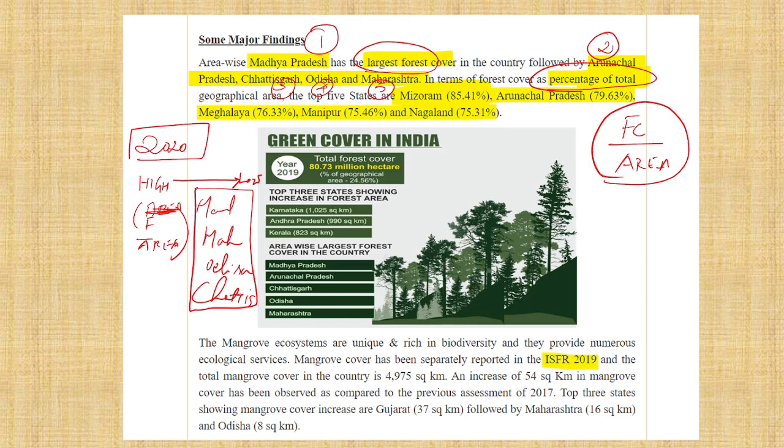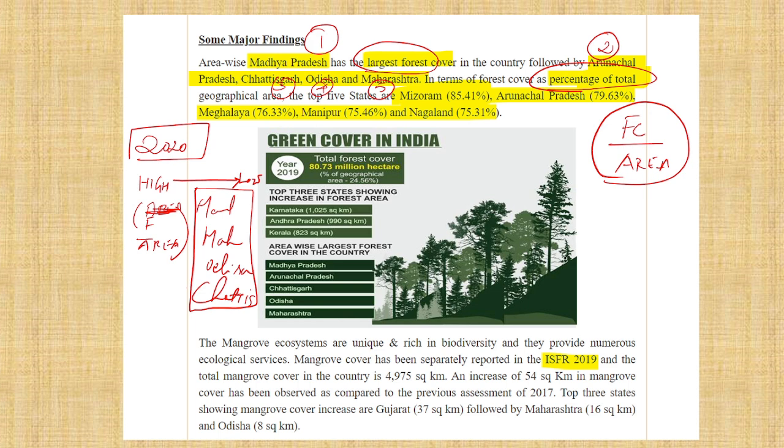They said which of the following states has the highest forest cover percentage. You have to arrange it from the highest to the lowest. But in this report, they are giving the forest cover percentage as highest for Mizoram, Arunachal Pradesh, Meghalaya, Manipur and Nagaland. But the above number gives Madhya Pradesh as the largest, then Arunachal Pradesh, Chhattisgarh, Odisha, Maharashtra. But you know the answer in this, this is where you use logic.